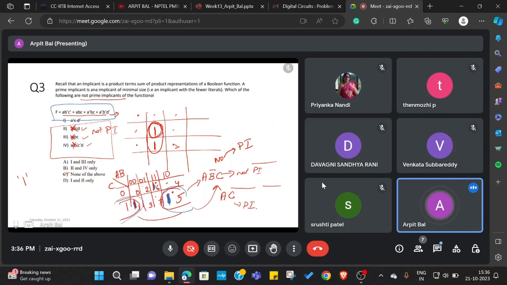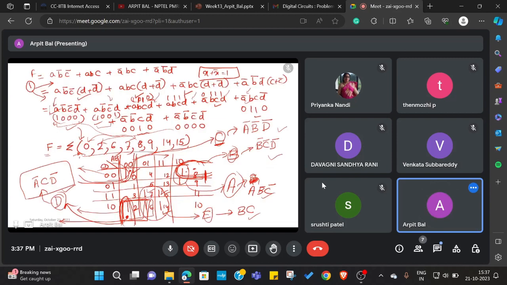And if a minterm in a square is covered by only one prime implicant, then that prime implicant is said to be essential. Okay, so that is about essential prime implicant and prime implicant.